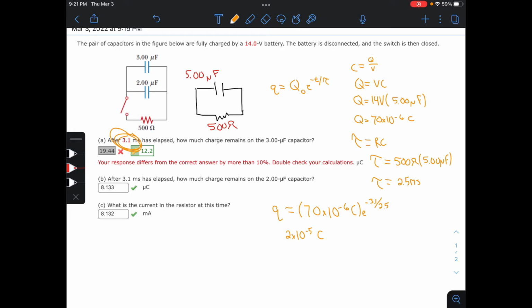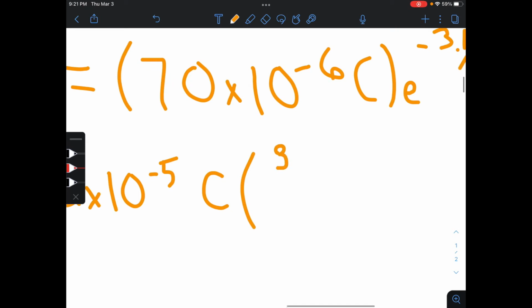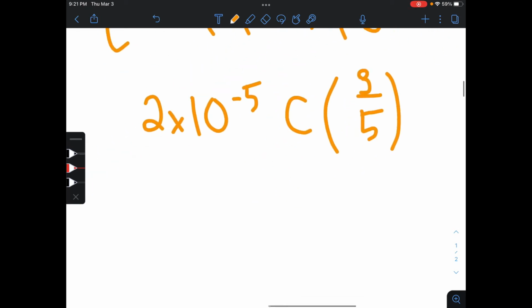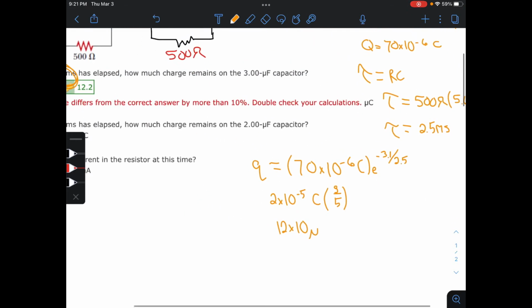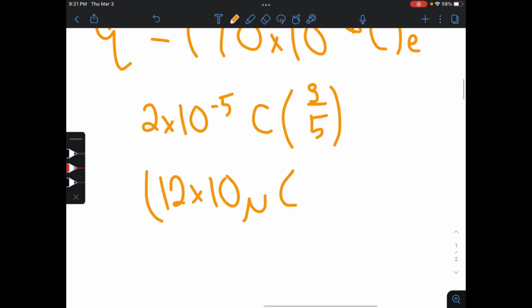So yeah, back to this. So this is 2.5, and now I multiply by 3/5 because that's the ratio of the capacitors. And now I get, once I plug in my calculator, 12 times 10 to the negative 6 coulombs. So that's how I got the 12.